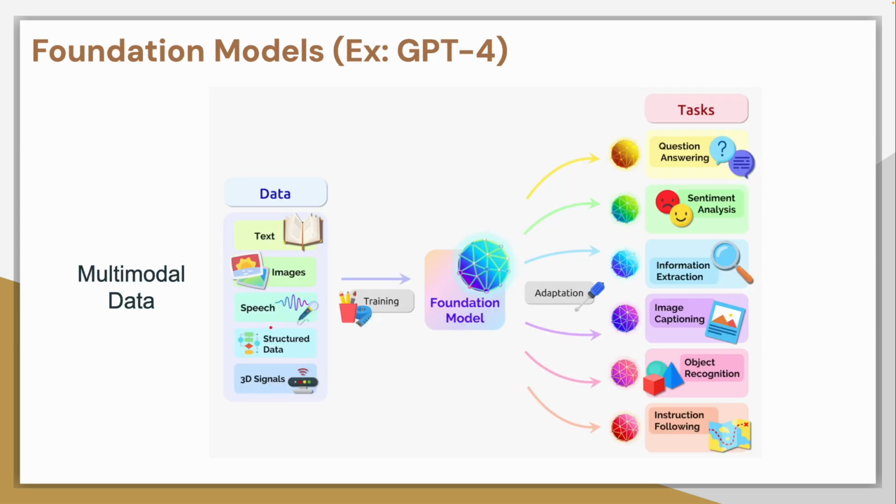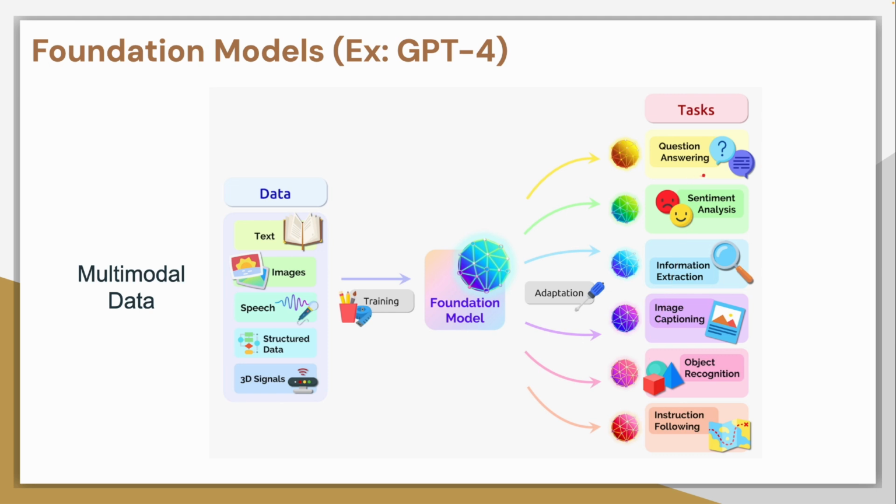Take the example of GPT-4. GPT-4 has been trained with different types of data. It was trained with text data, images, speech, and tabular or structured data, all of them together. It was used to train this foundation model. So I am assuming that this foundation model is GPT-4 here. This is only a visual representation. This is not exactly the GPT-4 model. Okay. Now you have the GPT-4 model, or any foundation model for that matter. You can adapt this model to all of these tasks.